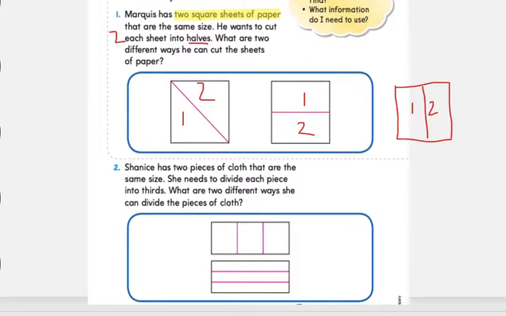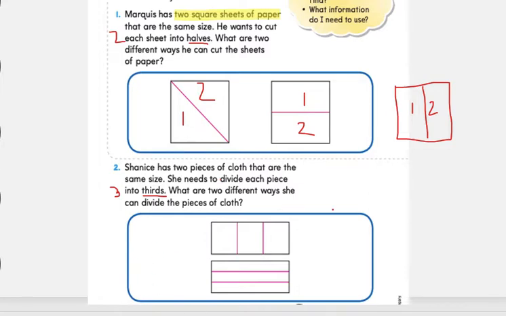Okay, over here I have, Shanice has 2 pieces of cloth that are the same size. She needs to divide up each piece into thirds. So just going to underline that. I know thirds is 3. And it says, what are the 2 different ways that she can divide up the pieces of cloth?